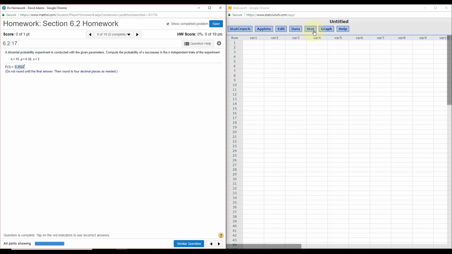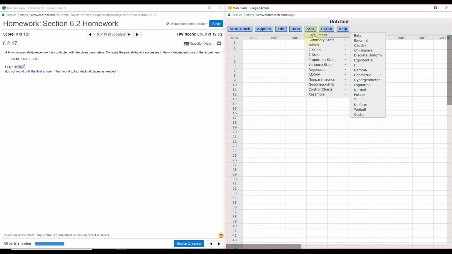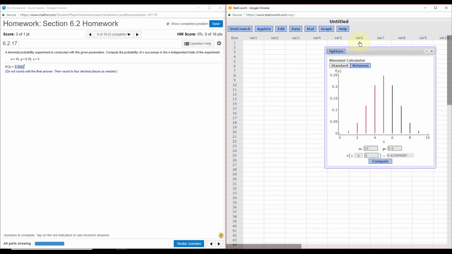And so we go to Stat, Calculators, Binomial. Open that up. And now we either want standard or between. And so in this particular case, we want equals 3. So use standard. Standard is for everything less than or equal, greater than or equal, less than, greater than, or equal. And use between if it's between 2 numbers. Okay. So go back to standard, choose equals, as given in the problem, see right there, equals.